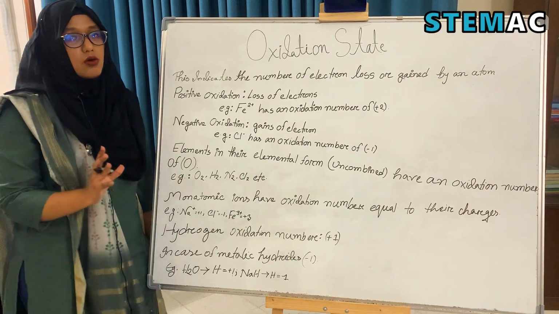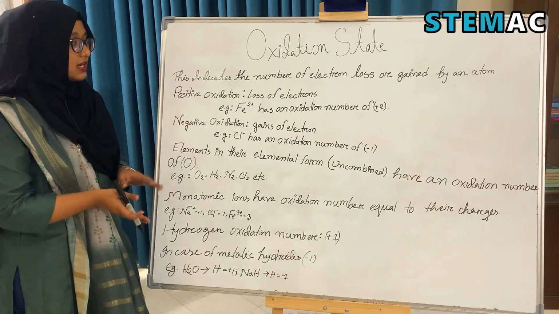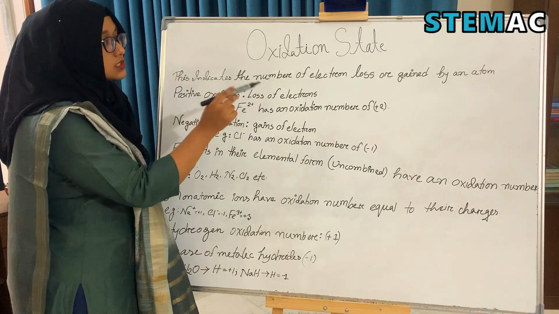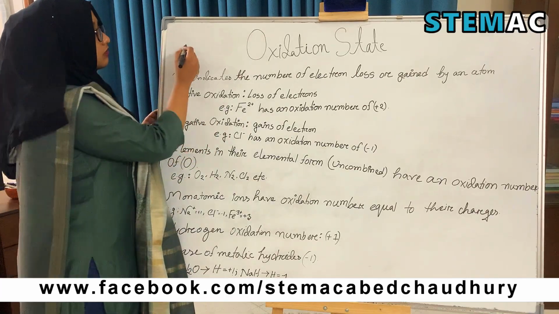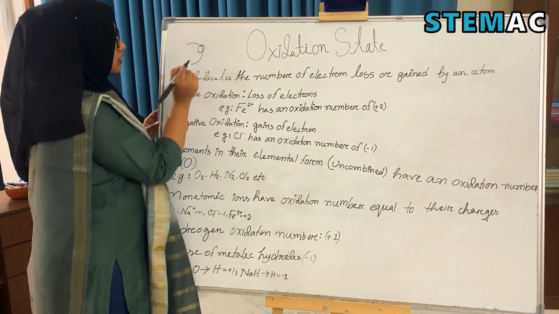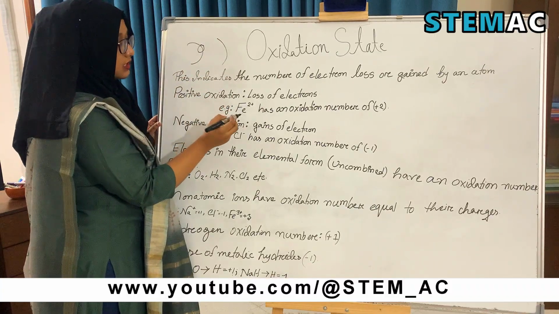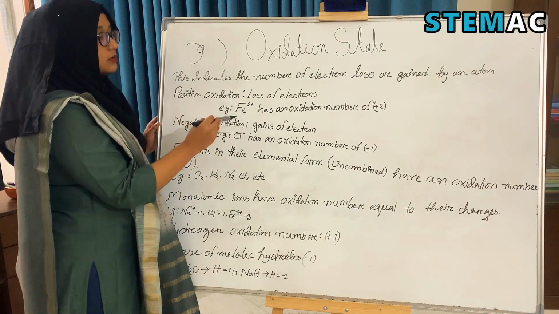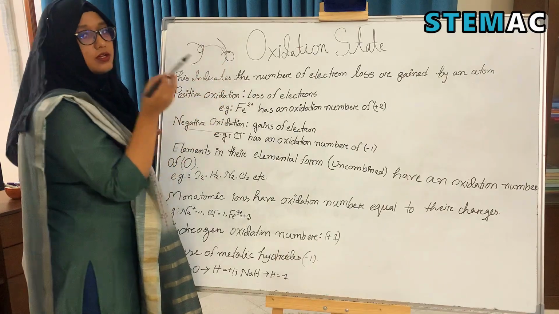Today we're going to learn about a new topic, which is known as the oxidation state of an atom. So what is the oxidation state? The oxidation state indicates the number of electrons lost or gained by an atom. If you gain an electron, it will be a negative oxidation, and in the case of positive oxidation, it loses an electron and gives it to other atoms.